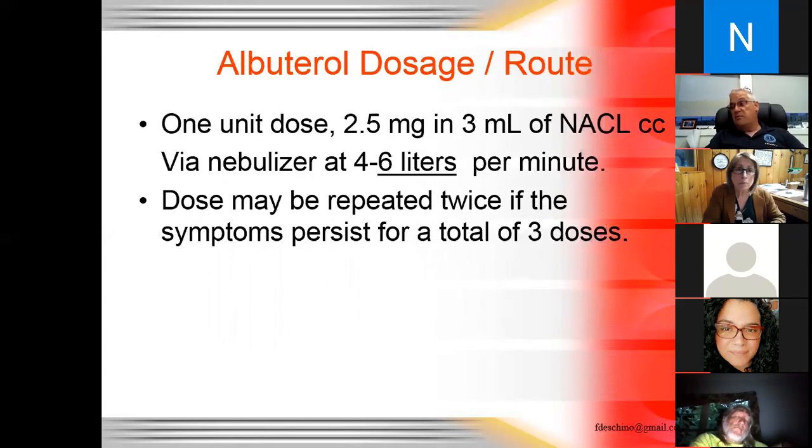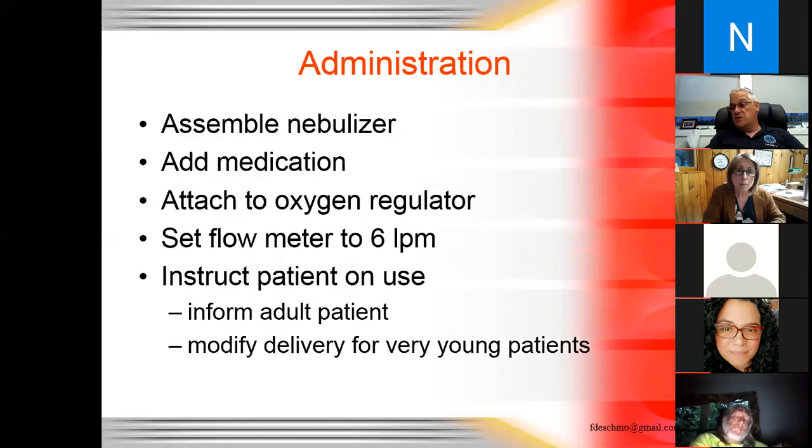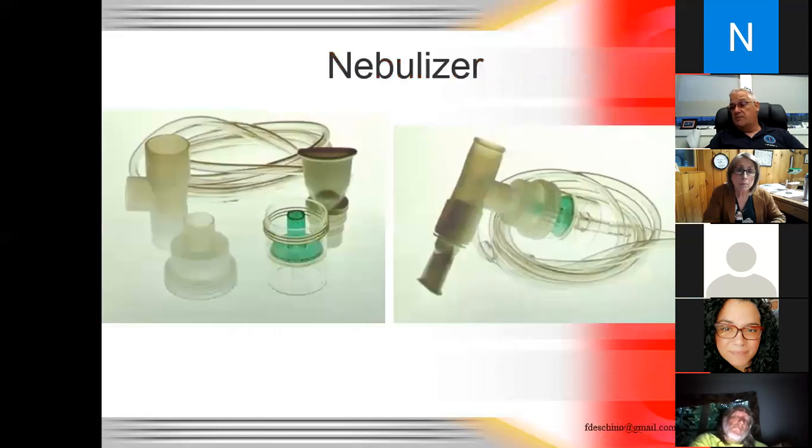So again, 2.5 milligrams in 3 mLs of albuterol is prepackaged. Nebulizer at 6 liters per minute. You can give a total of 3 doses. Okay, so we're going to talk about how we do it. Everybody gets different nebulizers. It's whatever the hospital buys, the cheapest and so on.